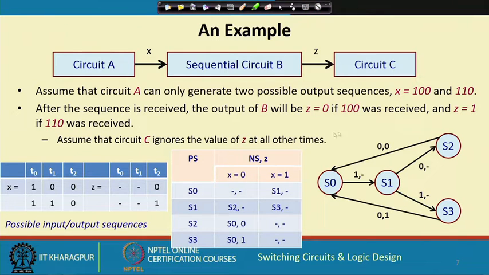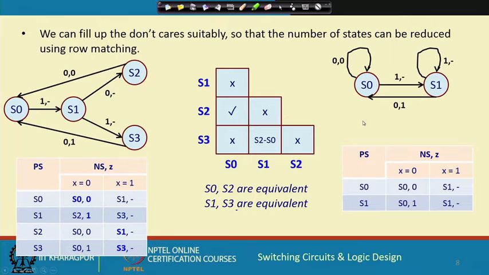Okay. Now, from this state transition diagram or state table, we can fill up the do not cares suitably, so that we can carry out minimization effectively. All those dashes which are there, the ones shown in bold blue, are the ones we have filled up suitably. This dash we have filled with S 0, this dash with S 1, this dash with S 3, so that some states can be made equivalent.